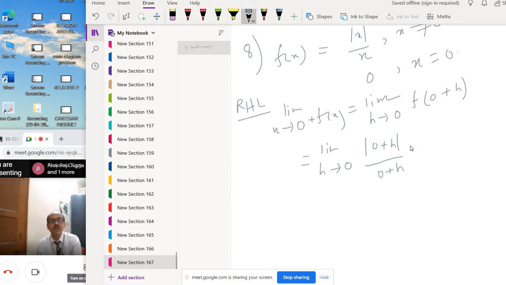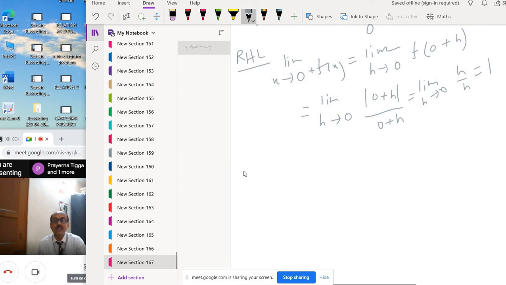So this equals limit h tends to 0, and mod h means h only. We know the mod value is always positive. So h by h, and h by h is the same, so it equals 1. So this equals 1. Okay. Now 0 minus h. Limit x tends to 0 minus f(x), this is the left hand limit, the minus value.